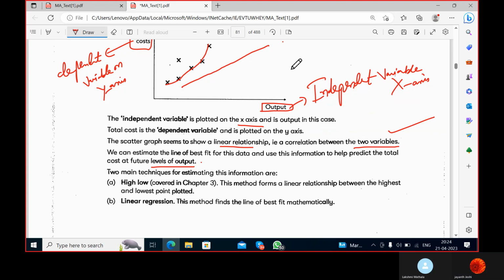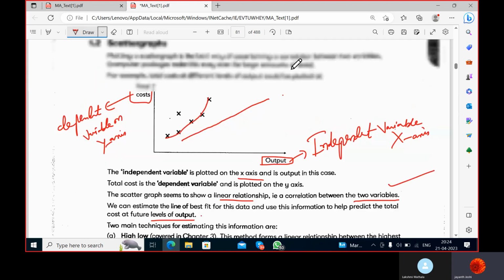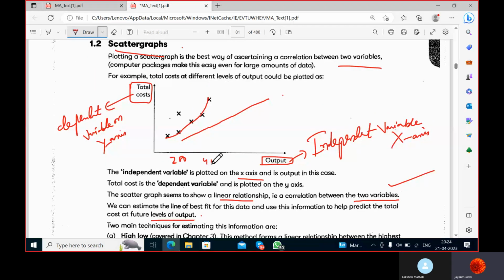Yes, sir. We can do that, of course. So this is like 200 units, 400 units, 600 units, 800 units. The graph is plotted for these many. The total cost is available like 400, 800, 1600, 2000. Now can I predict that? Can I estimate how much will be my cost if I produce 1000 units? I can, yes, sir, of course.